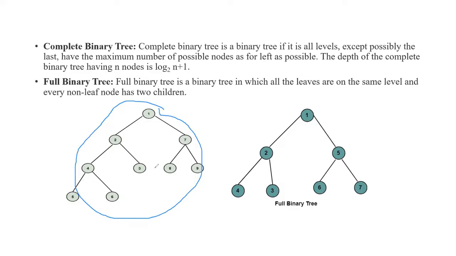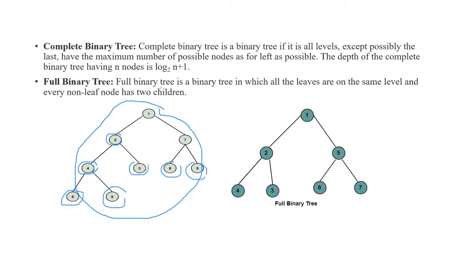Here, whatever the nodes, at every level, every internal node has two children. This 2 has 2 children, and 7 has 2 children. This 4 again has 2 children. So every internal node has 2 children, or you can say every non-leaf node has 2 children.